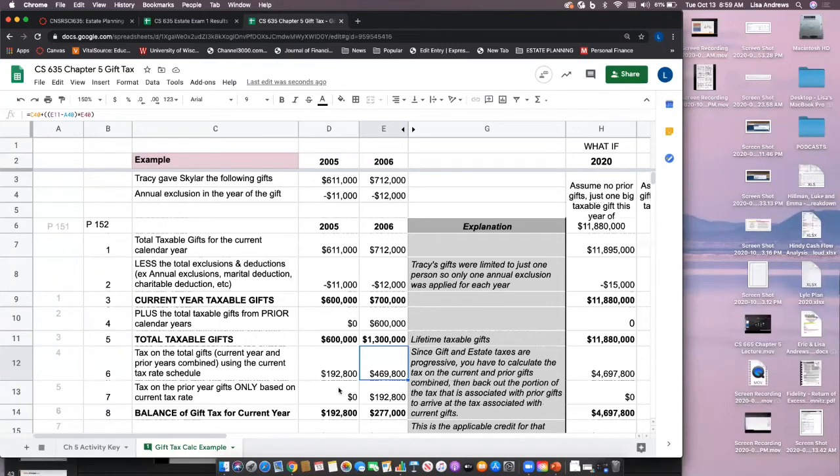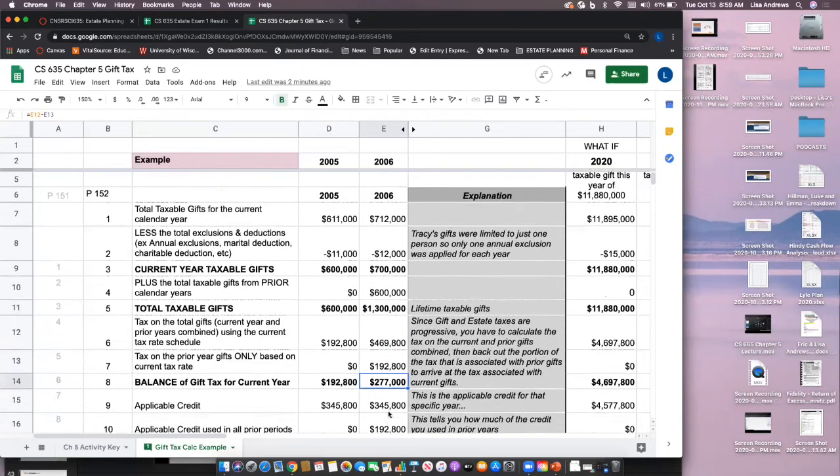And then the tax rate on the prior year gifts only. So now we're going to take, and it just turns out to be the same. Don't be fooled by that, because for the tax rate on the prior year gifts, you have to use the current tax schedule to do that. It just turns out that the tax schedule is no different between 05 and 06 on a $600,000 gift. So the balance of the gift tax for the current year is just simply taking the tax rate for the whole 1.3 minus the tax rate for prior year gifts to arrive at the taxes that are owed on this year's gift.